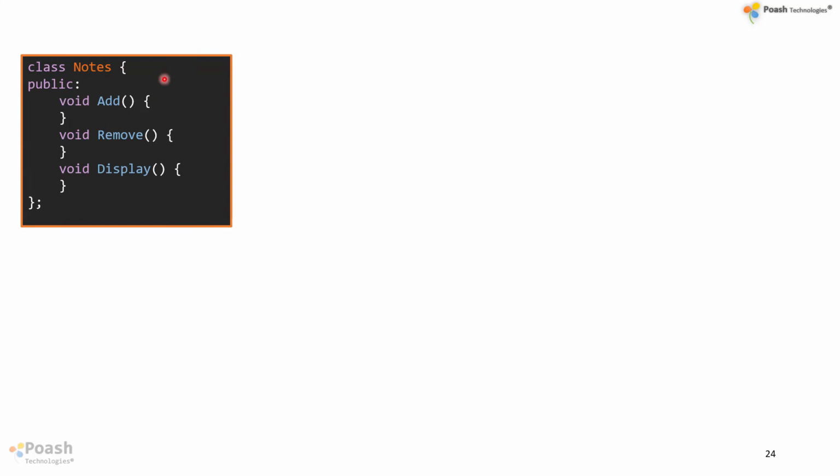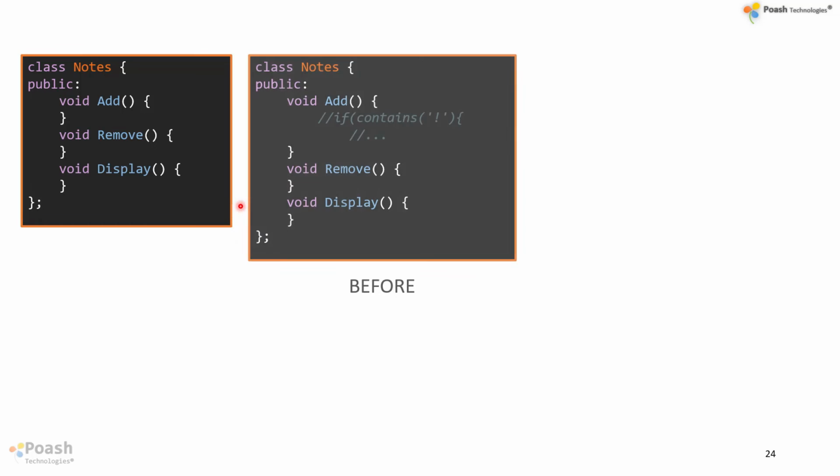Assume in this example of notes, we want to modify this add method because we want to add a functionality where if a note starts with an exclamation mark, then it should go to the top of the list. So that way the user can easily spot such notes. In a naive implementation, we might modify the add function and add the condition here. This condition might check if a note that is added contains the exclamation mark, and then we take a decision accordingly.